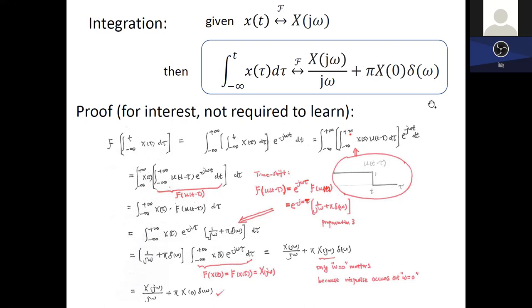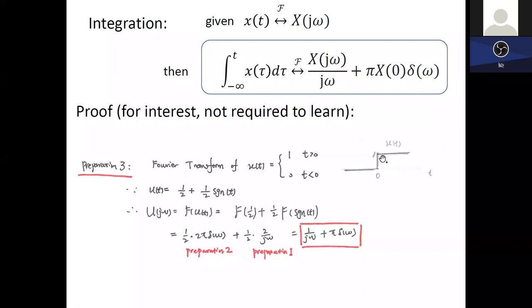What we obtained is exactly the same as the right-hand side of the Fourier transform. So from the beginning, we wanted to calculate the Fourier transform of this integration. At the end, we get the right-hand side, and then we finish the proof for this property. So this is a very long proof, but I would say the proof itself is not that important. In your exam, in your homework, you just need to know how to apply this property. That's why I said the proof is for interest, not required to learn.